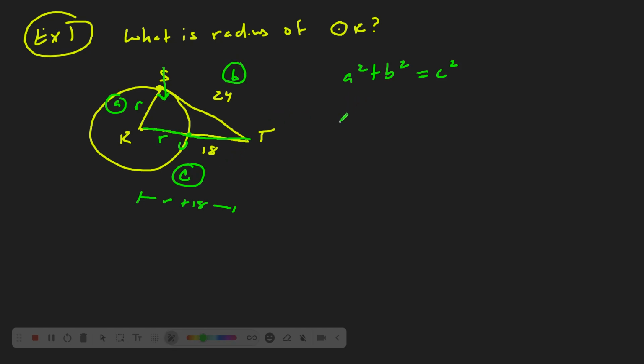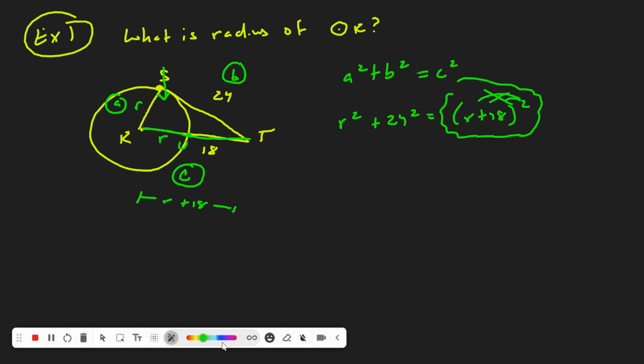Okay, and now we're going to plug in our formula. So R squared plus 24 squared equals, now, because C is R plus 18, I'm going to put that in a parenthesis and square. That's important. So now we have to take care of this guy on the side. This is not as easy as just giving the square to both the R and the 18. That's wrong, right? So I'm going to do this down here in blue.